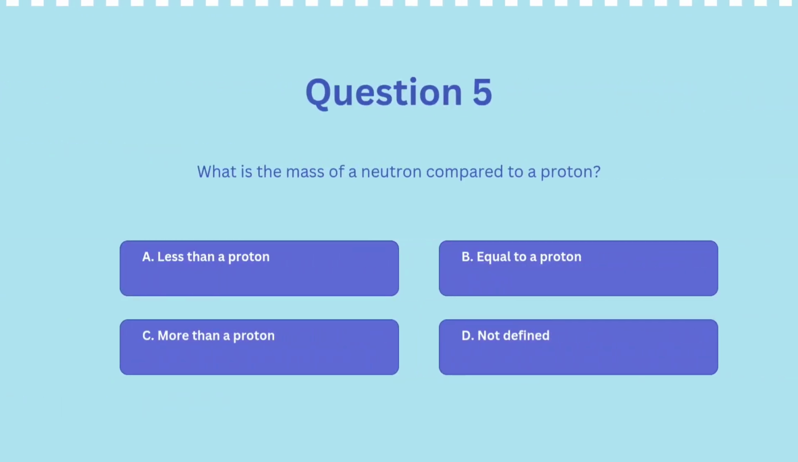Question number 5 is, what is the mass of a neutron compared to a proton? A, less than a proton; B, equal to a proton; C, more than a proton; or D, not defined?